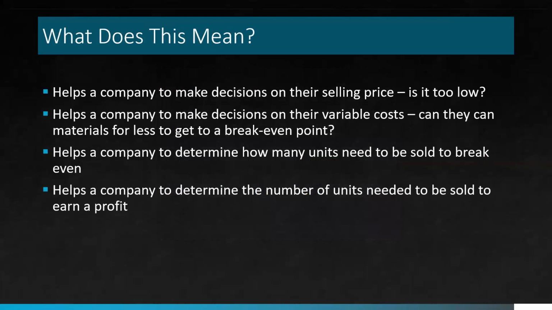So what does all of this mean? It helps a company make decisions on their selling price, right? Is it too high? Is it too low? Is there something I can do with my variable costs? Perhaps if I work with another vendor, maybe I can get those amounts to come down. Maybe if I produce more in bulk, the vendors will negotiate prices with me.